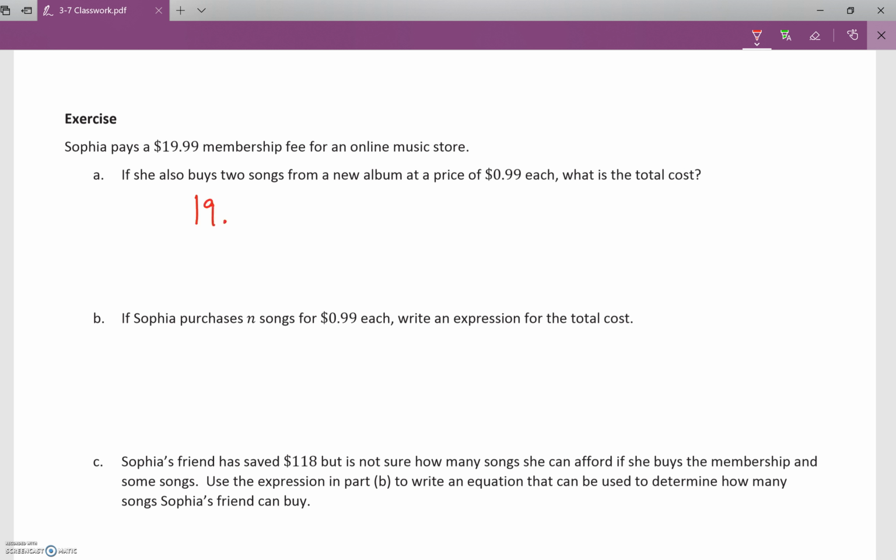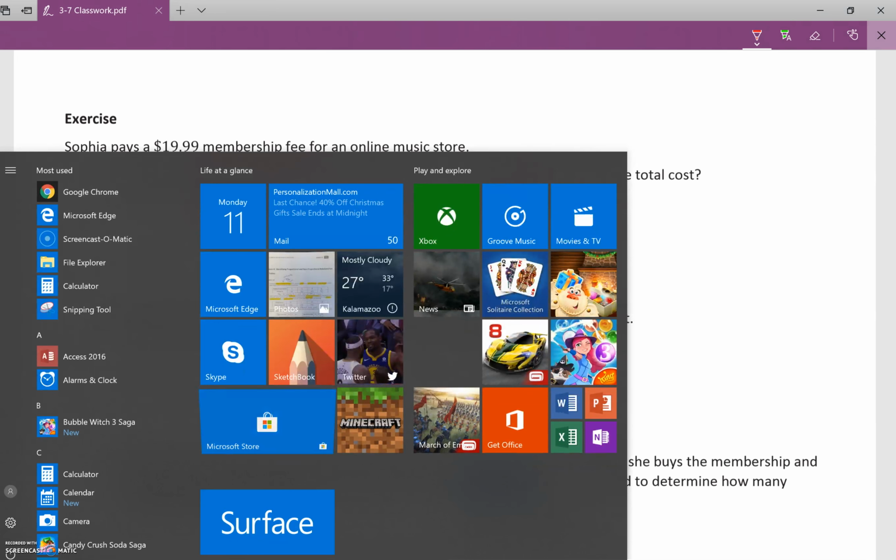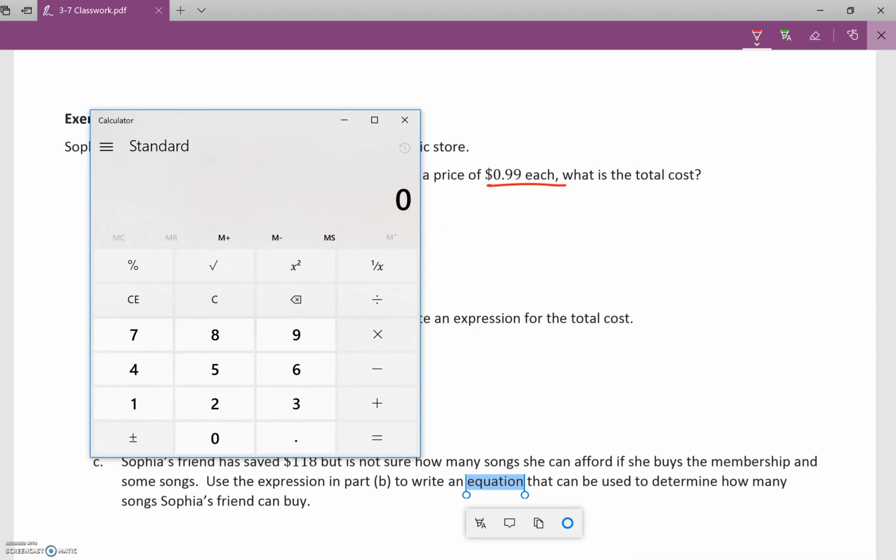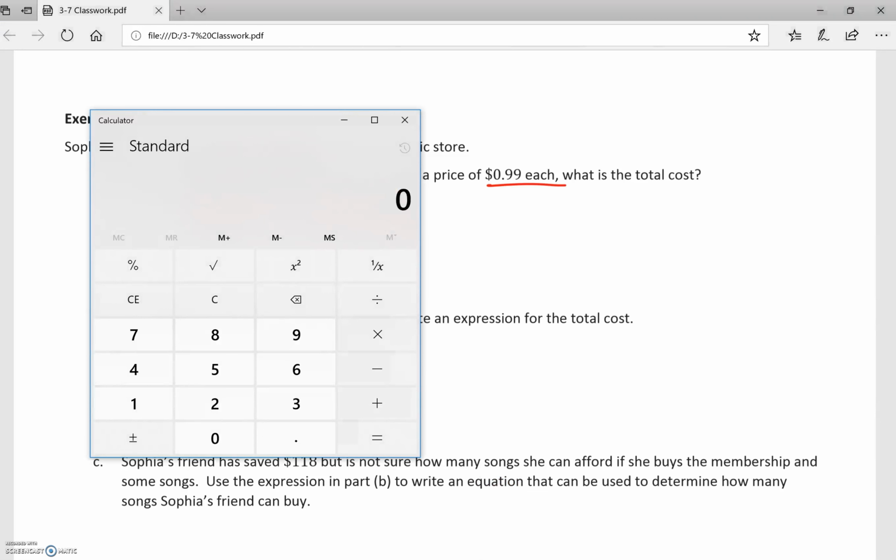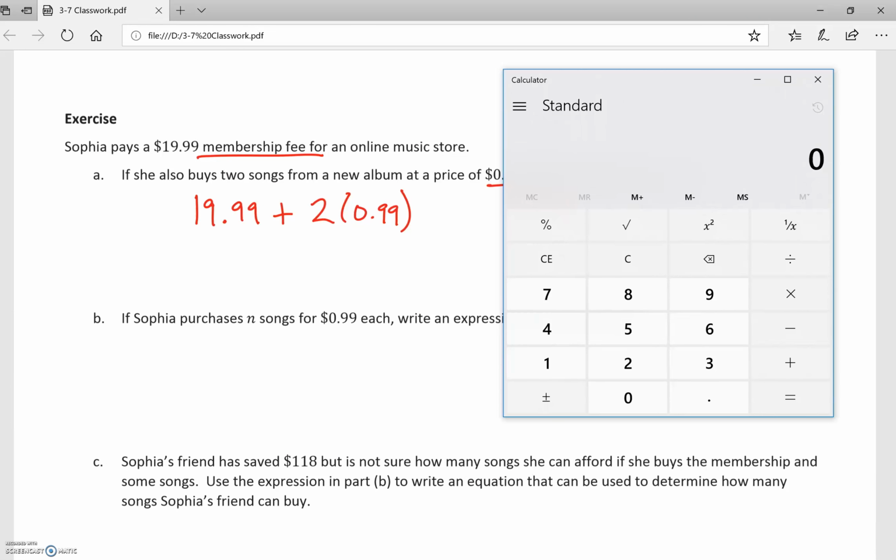So we're going to set up a numeric expression. We know she has to pay $19.99 for the membership fee, and then she pays 99 cents per song. So we're going to put plus. If she's getting 2 songs, that's going to be 2 times 99 cents. And there is our numeric expression. We can use a calculator to solve. And it probably should be mental math, but just remember we always have this option available to us.